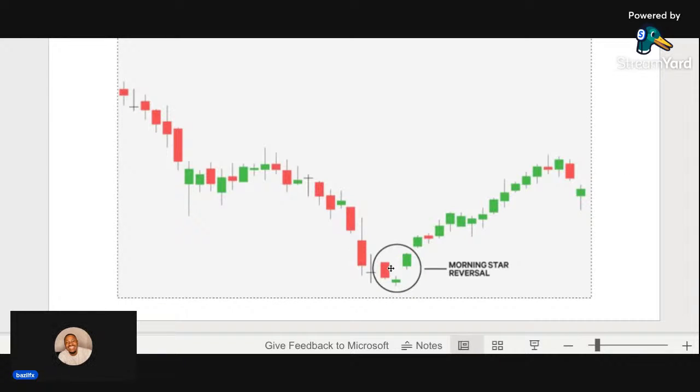This is also a very good pattern when you are trading in the forex market. And as I told you, I'm going to be showing you how we can find all these candles on TradingView, guys.